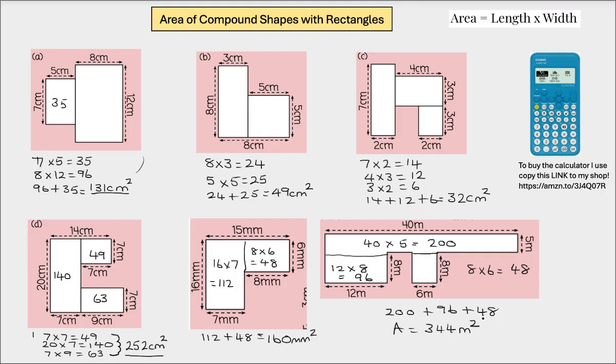I think that's a good variety of compound shapes. I hope this has helped, and check out my Understanding of Compound Shapes to see that there are multiple ways to solve these kinds of questions. Bye.